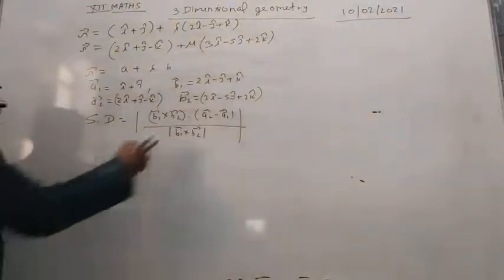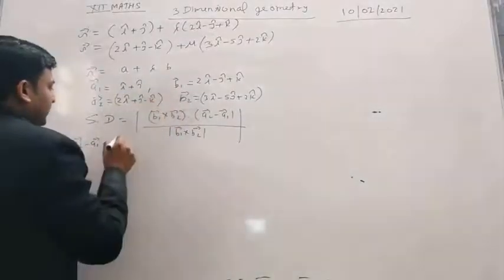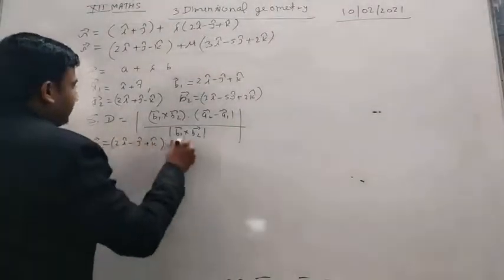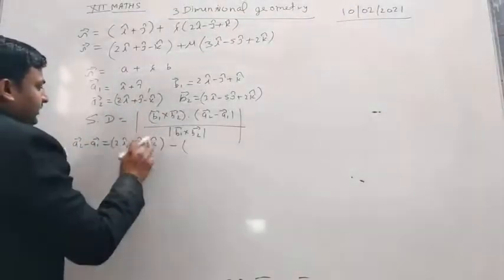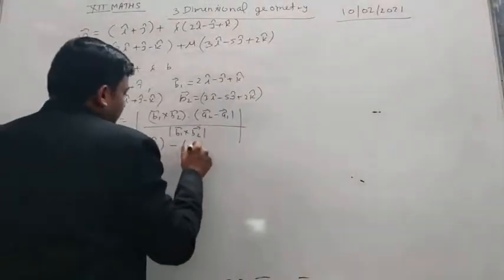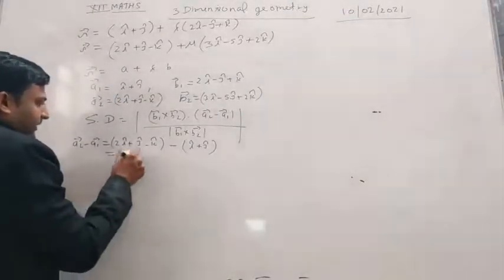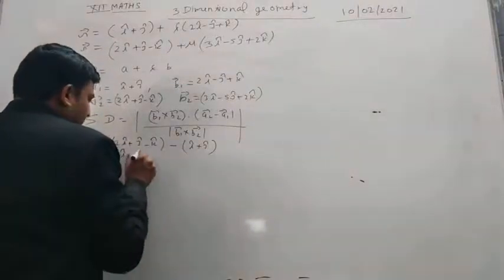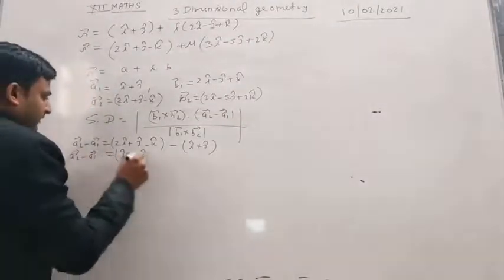So students, first of all we find a2 minus a1. So a2 is 2i plus j minus k, minus a1, which is i plus j. Okay, students, so we write i, and j minus j will be 0j, and this is minus k. So a2 minus a1 is this.